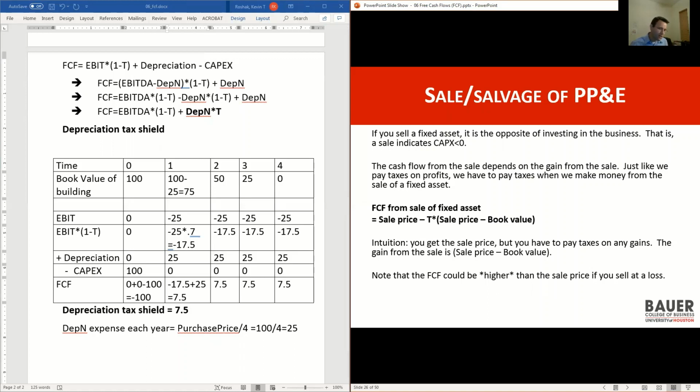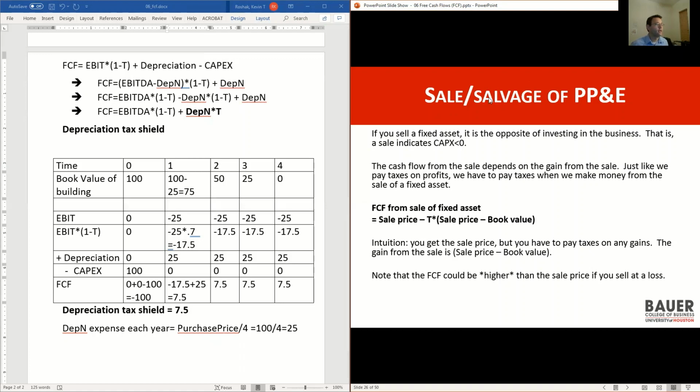you know that you're going to buy the car when it's new, and then you're going to sell it at some point in the future. Okay, so that would be called salvage. You're going to buy a fixed asset, and then at some point you're going to salvage it and get some money back out of it.